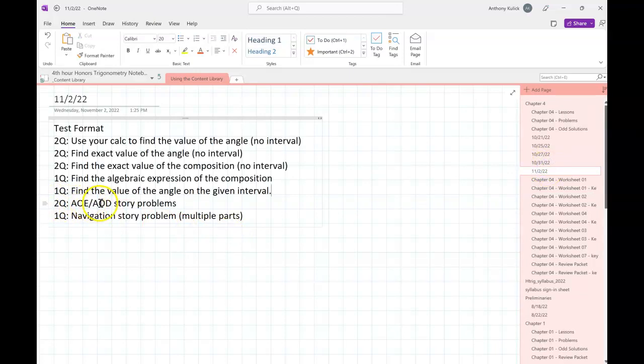Two angle of elevation or angle of depression story problems. You might end up having to solve a system. Who knows? And then there's one navigation story problem.